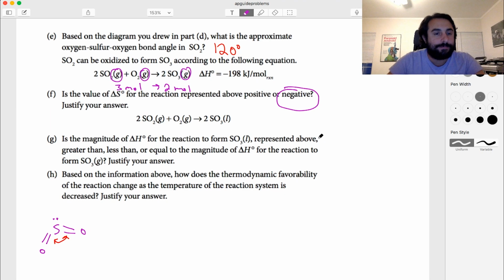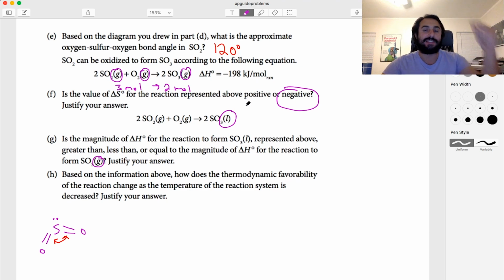And then the next one: is the magnitude of delta H for the reaction to form SO3 liquid, represented above, greater than, less than, or equal to the magnitude of delta H for the reaction to form SO3 gas? So we're talking about the difference between liquid and gas. And so what do we understand here? If let's say we're forming the gas, and that is going to be negative 198 kilojoules per mole. What would happen if that gas was to liquefy? Would that absorb or release energy? Well, certainly it would release energy.